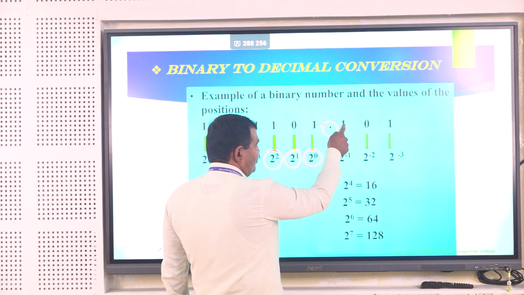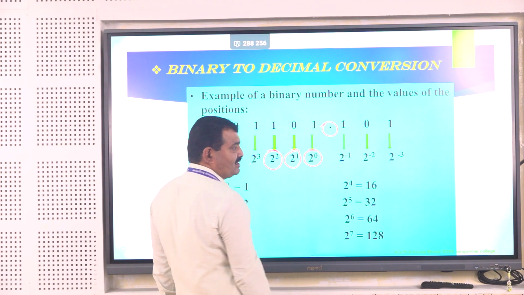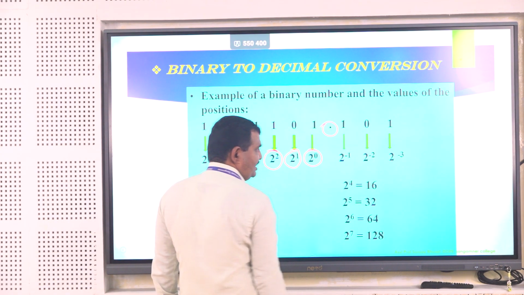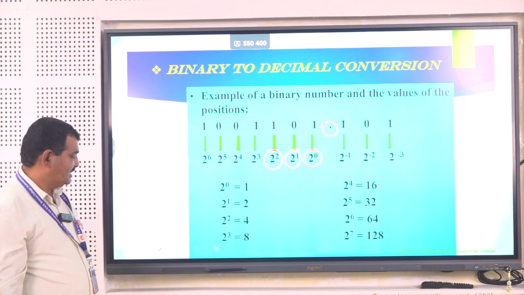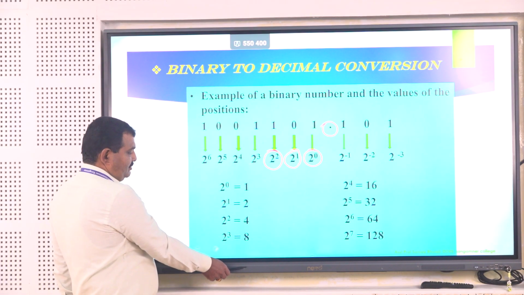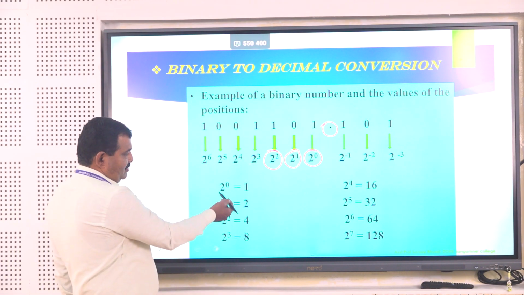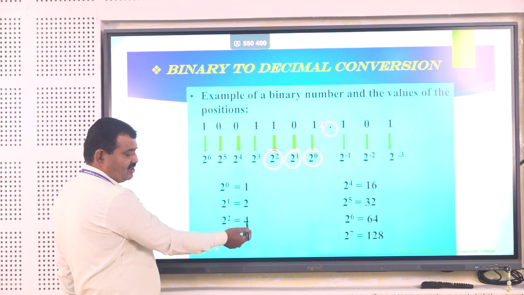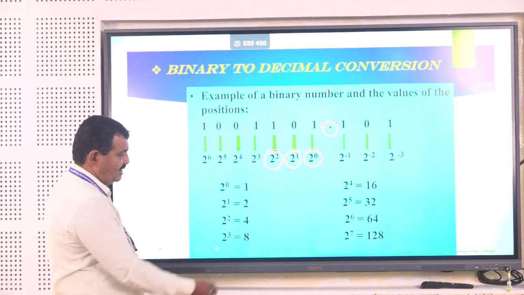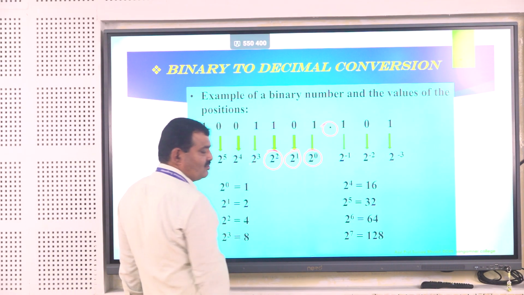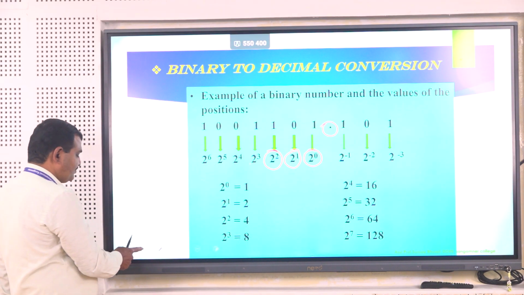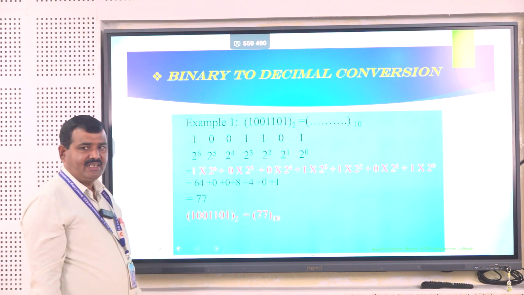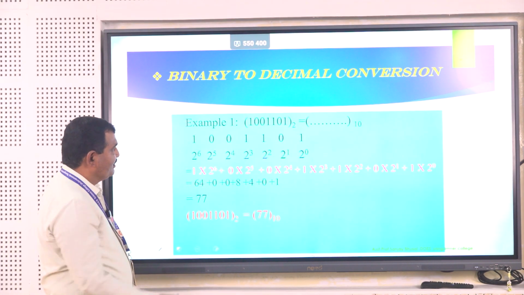Towards right, first digit is having positional value 2 raised to minus 1, second digit is having value 2 raised to minus 2, third digit is having value 2 raised to minus 3. Then 2 raised to 0 equals 1, 2 raised to 1 equals 2, 2 raised to 2 equals 4 and so on, 2 raised to 7 equals 128. Then how we convert this binary number into equivalent decimal?